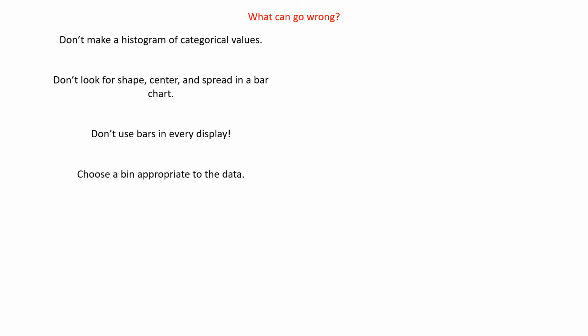Choose bins appropriate to the data. We've talked about that. If there are too few bins, which means the bin width is too much, you could have just one bin that has all your data. It's not going to tell you anything. Or if there are too many bins, you have one thing per bin and a whole bunch of empty bins, and that also doesn't tell you anything.